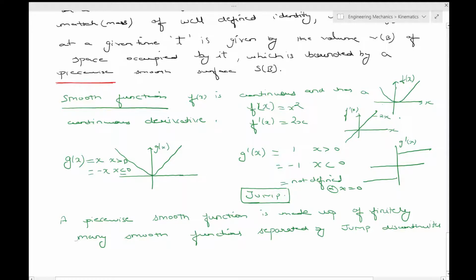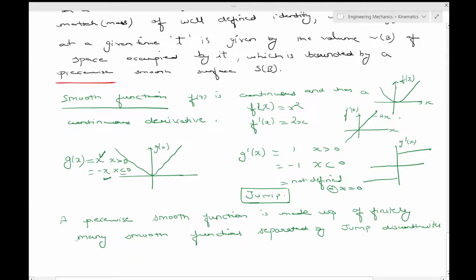So a piecewise smooth function is made up of finitely many smooth functions. Well, this is a smooth function, g(x) equal to x, and this can be called another smooth function, which is minus x. Hence it is made up of two smooth functions which are separated by a jump discontinuity at x equal to 0. And you can have not just 2, but 3, 4, 10, 15, a finite number of functions like this.